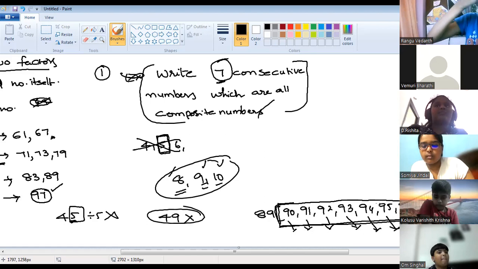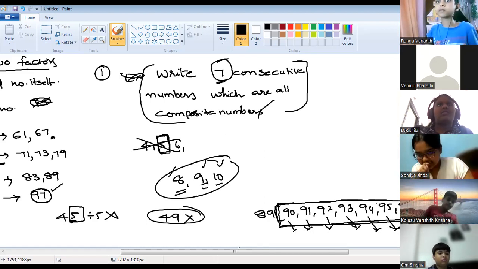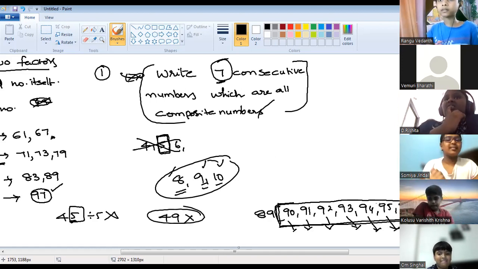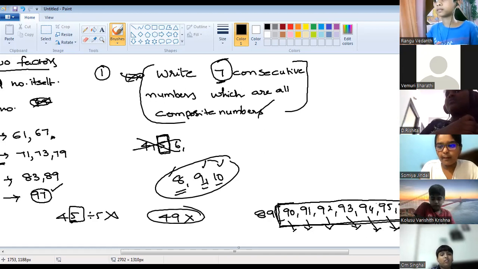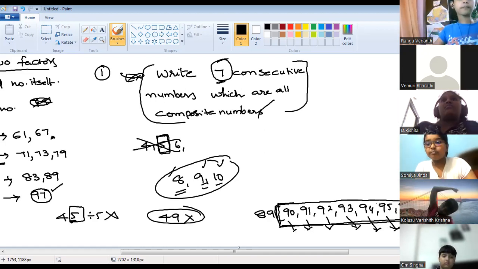96 divisible. So these are the consecutive numbers. Hope you understood, Soumya? Yes, ma'am. This question is repeated more than 7 to 8 times in the IMO exam. Same question.